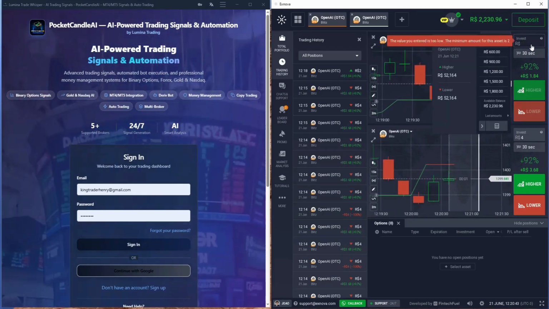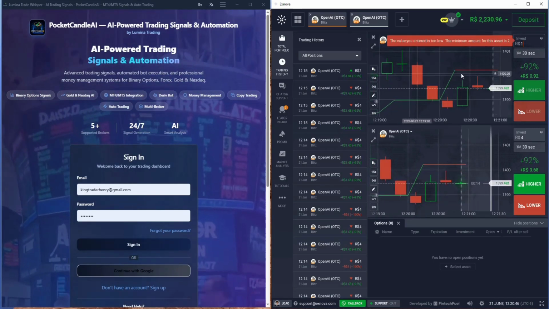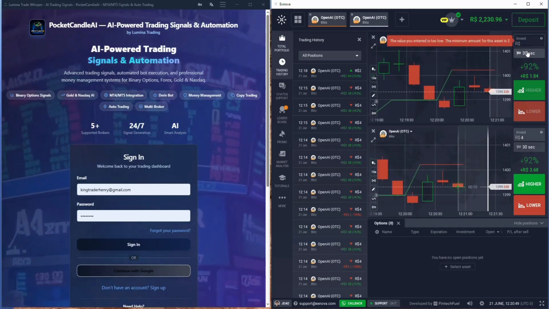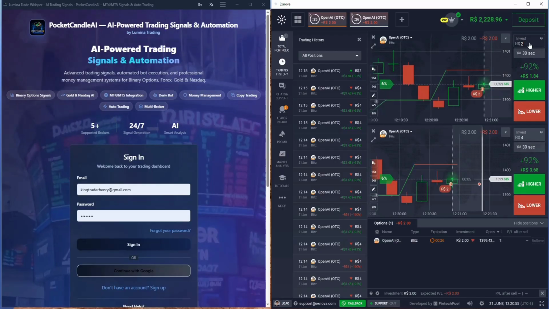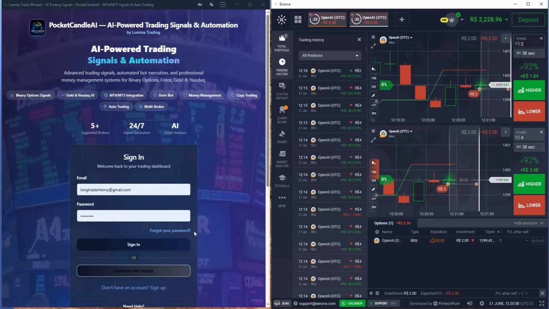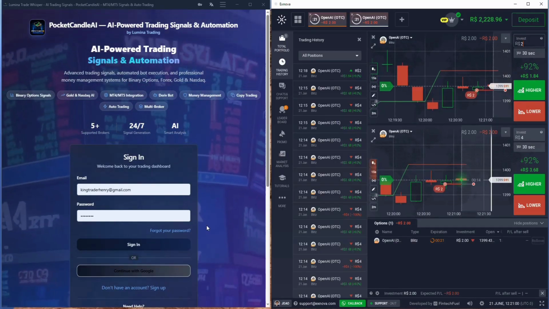Right now, I cannot trade with one. You can see, cannot open trade, okay? So the minimum starts from 2. If I open a trade here, it's going to show 2, but 1 is not accepted. All right, so let's go in and I'm going to show you the strategy that I'm talking about.